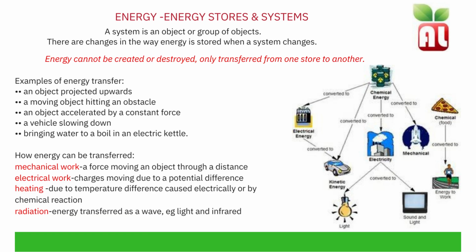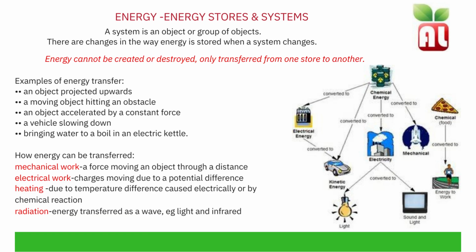Energy can be transferred in one of the following ways: by doing mechanical work, where a force moves an object through a distance; by electrical work, where charges move due to a potential difference; by heating, due to temperature differences caused electrically or by a chemical reaction; or by radiation, where energy is transferred as a wave, for example light and infrared.